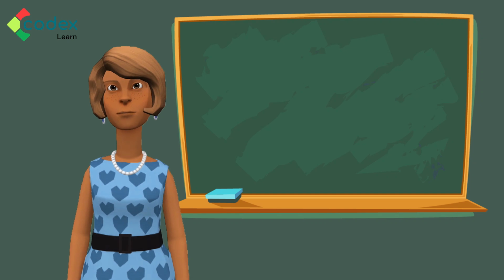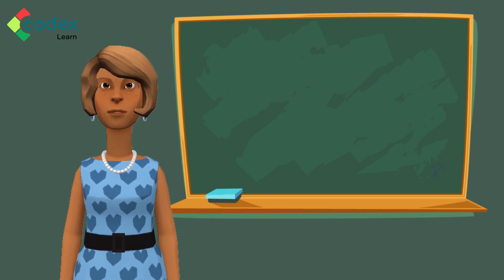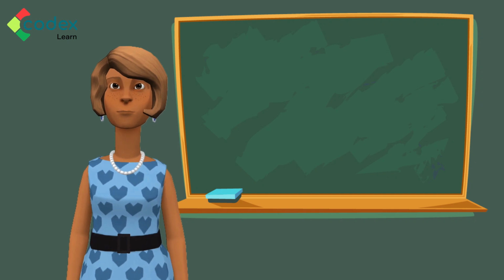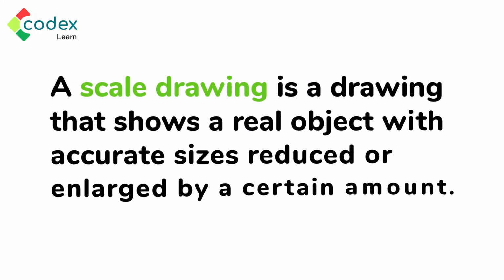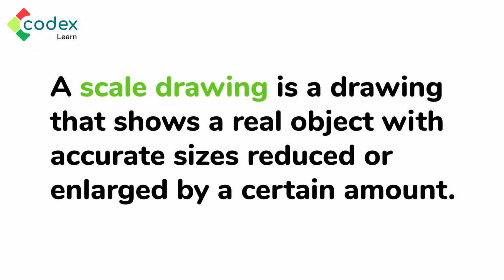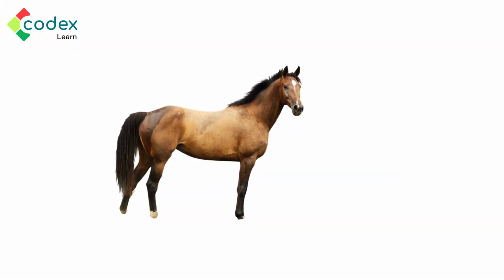Impressive, right? Great. So, where does all this fit when we think about scale drawing? Let's find out then. A scale drawing is a drawing that shows a real object with accurate sizes, reduced or enlarged by a certain amount. The amount is called the scale. Look at this horse, for example.